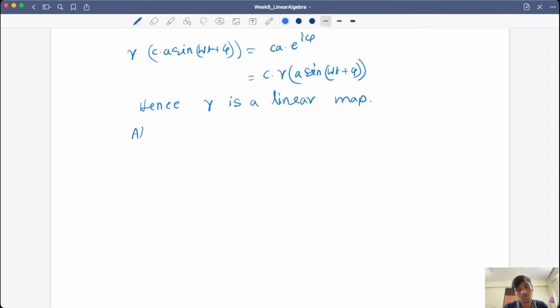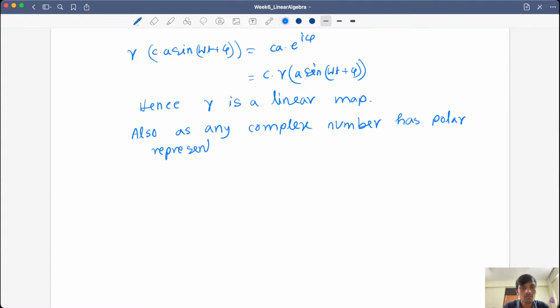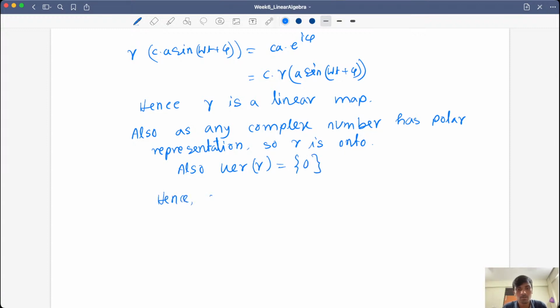Also, as any complex number has a polar representation, gamma is onto. Also, the kernel of gamma is 0, hence gamma is bijective. So a bijective linear map implies that gamma is an isomorphism.